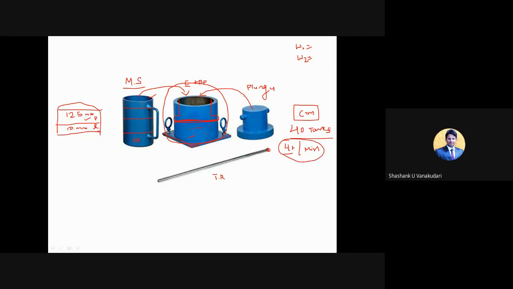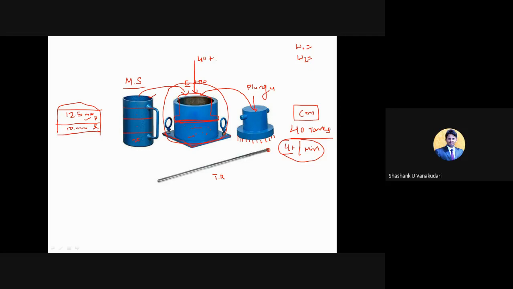Clear? So in total we need to apply 40 tons on this entire setup, and through this 40 tons the aggregates will get crushed. The main reason to use this plunger is that whatever load you apply on top of the plunger, it is distributed equally on these aggregates. Once you place the load through this flat surface, it applies the entire 40 tons equally to the aggregate. Clear? That's the main application of using this plunger.